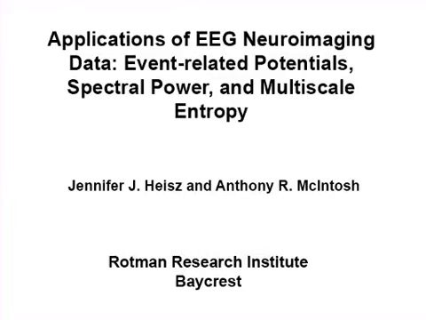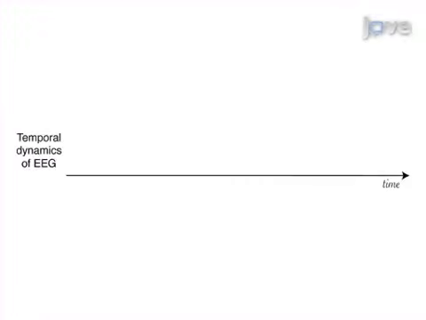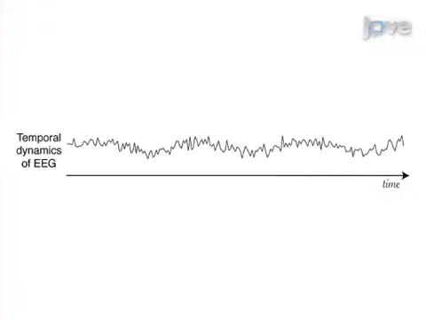The overall goal of this procedure is to quantify the variability of an EEG time series and relate that variability to the information processing capacity of the underlying neural system. This is accomplished by first acquiring high-quality EEG recordings of the brain's response.